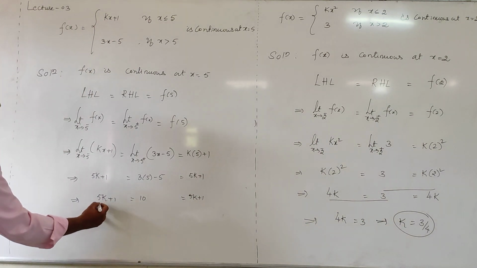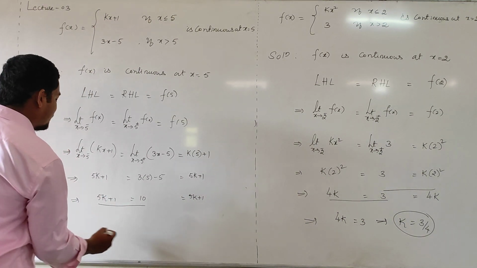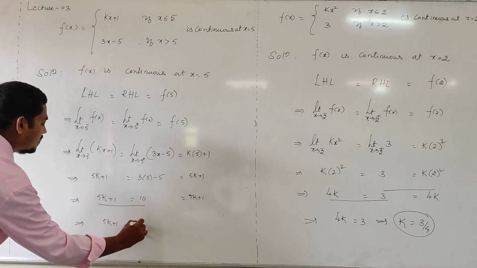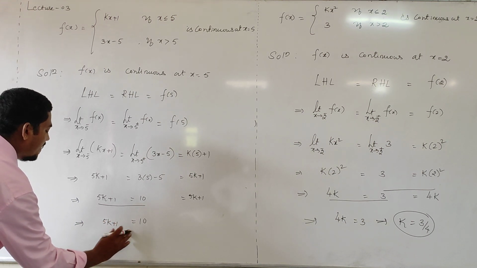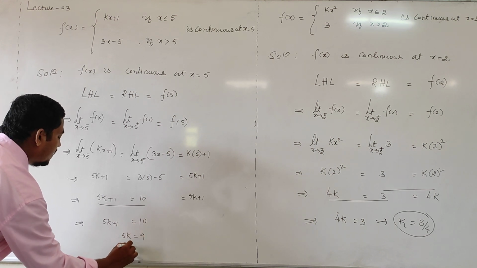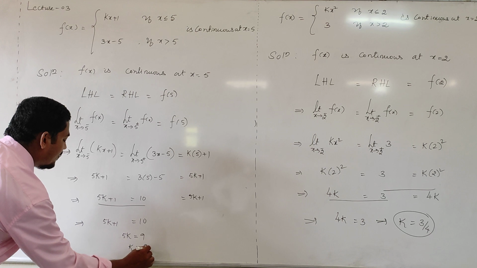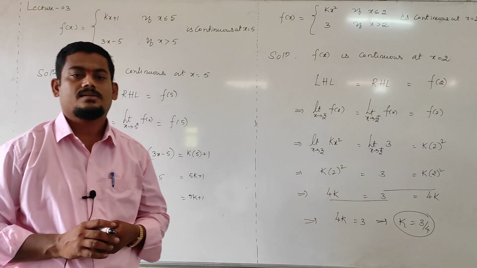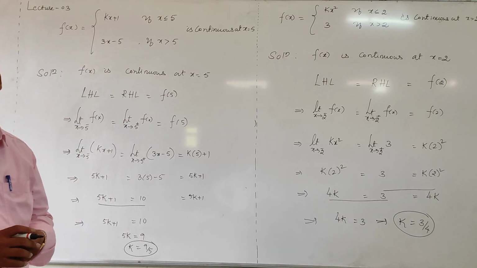Now consider any two, equate first two or next two. Then 5k plus 1 equal to 10. Then 5k equal to, or directly write 5k equal to 9, k equal to 9 by 5. It is one of the important 4-mark questions, right?